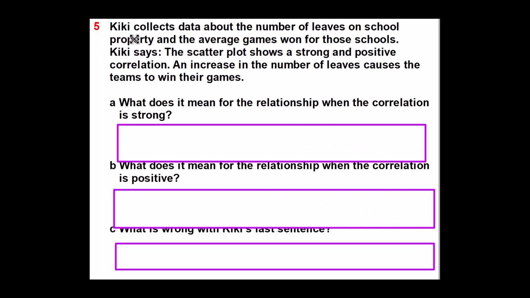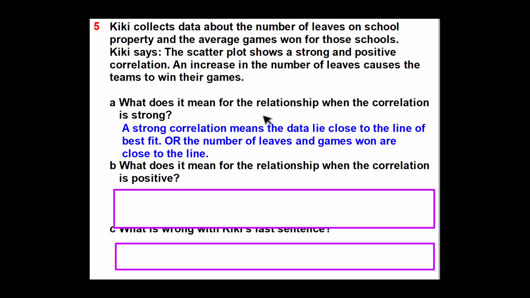Question number 5. Kiki collects data about the number of leaves on school property and the average games won for those schools. Kiki says the scatter plot shows a strong positive correlation. Now, you're going to hear words like correlation and causation. Leaves on school property do not cause games to be won. I don't think that's a causation, but there is a correlation. So there's other data that goes with this that we don't see. But there is a correlation, and that correlation shows an increase in the number of leaves and team wins.